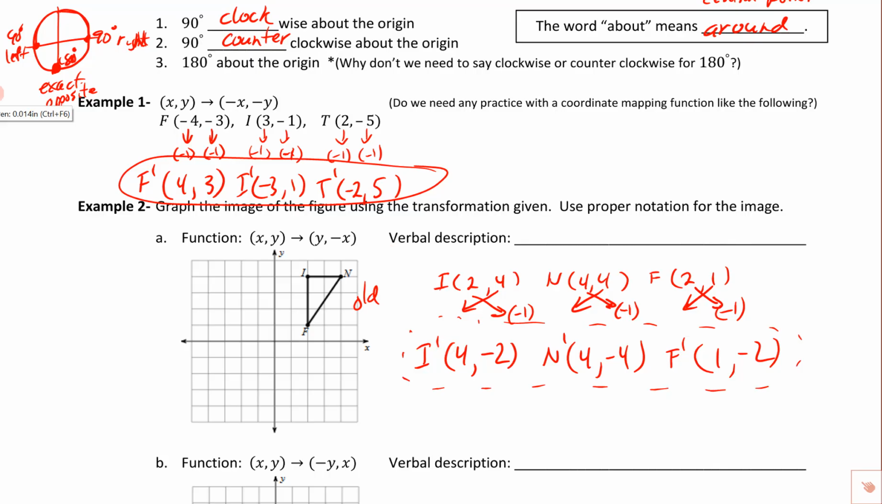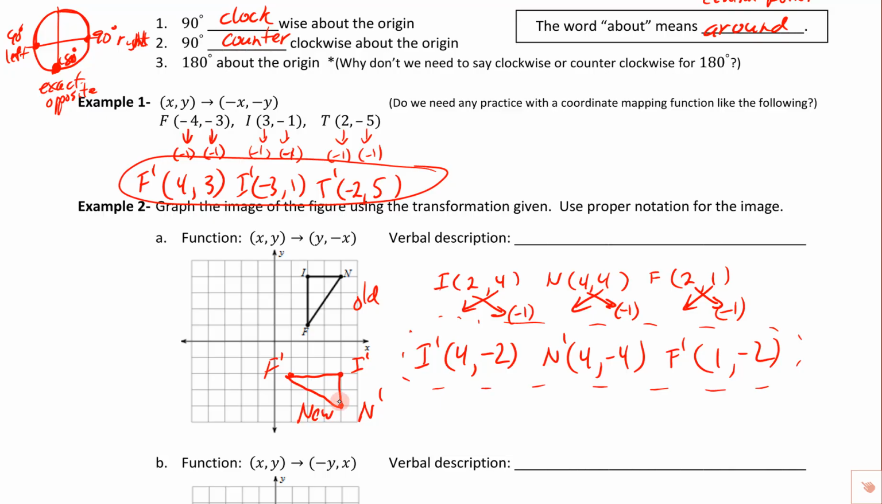So I prime is going to end up here. I prime is going to be at 4, negative 2. So over 4 and then down 2. So that is I prime. N prime is going to be 4, negative 4. So we're going to go over 4 and we're going to go down 4. So that's going to be right here. So there's N prime. And then F prime is going to be 1, negative 2. So over 1 and down 2. So we're right here. So that's F prime. So that one is the old one up here. This is the new one.